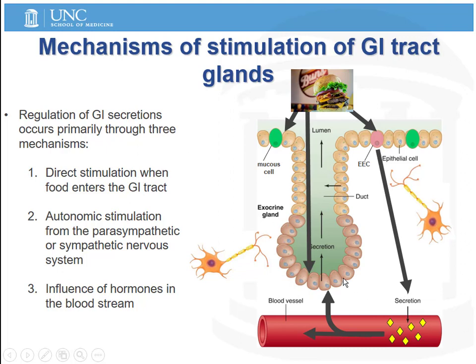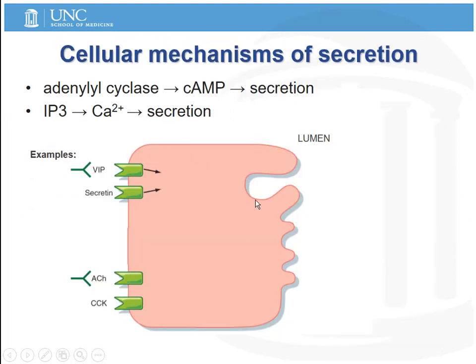Secretory cells have receptors on their basolateral membranes for a variety of different hormones and neurotransmitters, and different receptors act through different second messenger systems to increase that exocrine secretion into the duct. Now we'll zoom in on a single secretory cell to look at some of the cellular mechanisms that stimulate secretion into the lumen. There are several receptors on the basolateral membrane of these secretory cells, and some receptors are coupled to the activation of adenylyl cyclase.